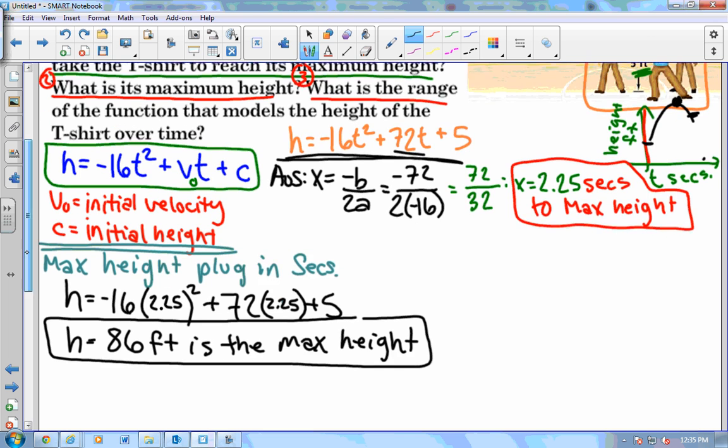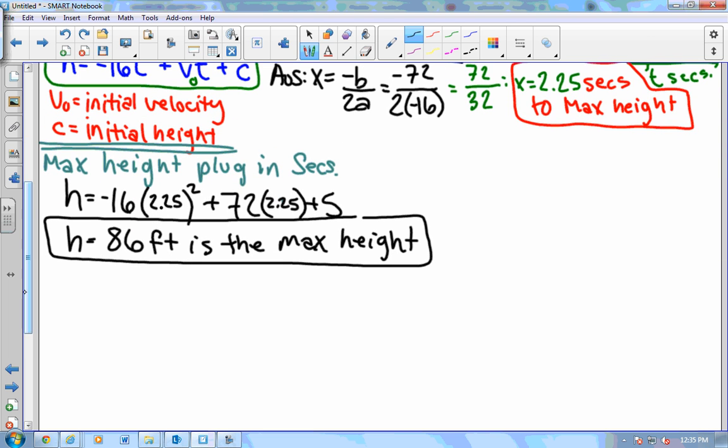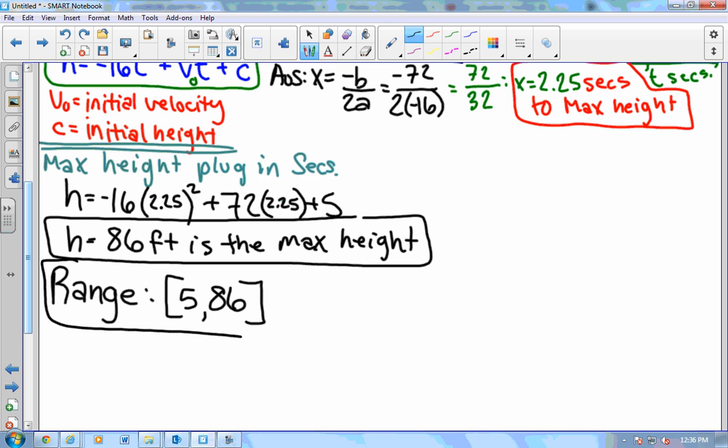Arya and Omar, what's the lowest point that the t-shirt will be at in its travels? Good. 5, and since it will actually be at 5, we'll put a bracket, and then it goes all the way up to 86 and starts coming back down. We'll actually hit 86. Yes. So we put a parenthesis. That is the maximum height it reaches. Not a parenthesis, a bracket.